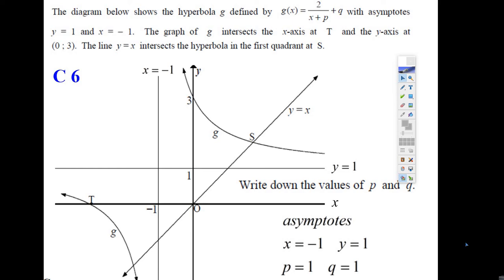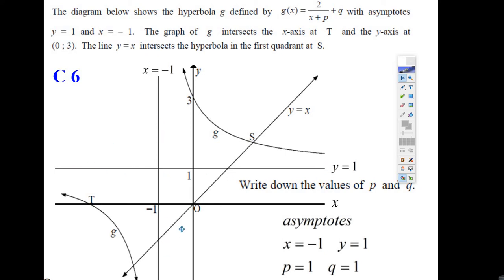Okay, we're going to look at a hyperbola problem now. Let's just read through it. It says the diagram below shows a hyperbola that's defined by this function here, g of x equals 2 over x plus p, plus q, with asymptotes of y equals 1 and x equals minus 1. So x is always equal to minus 1. y equals 1 is the horizontal.